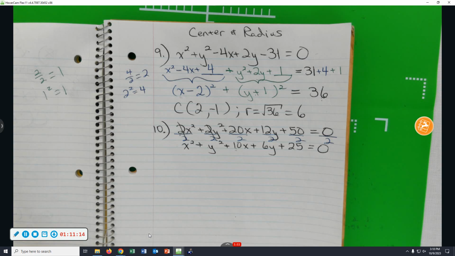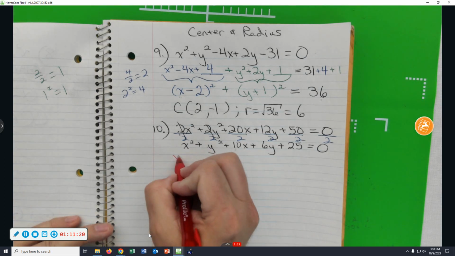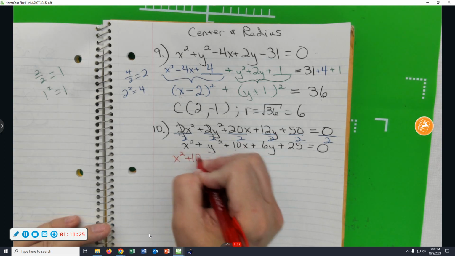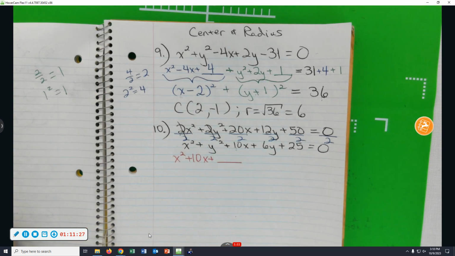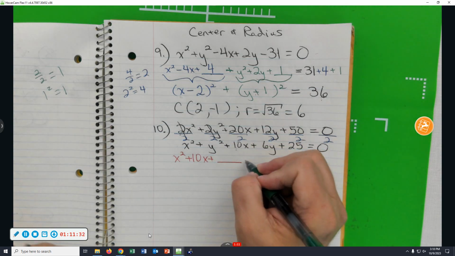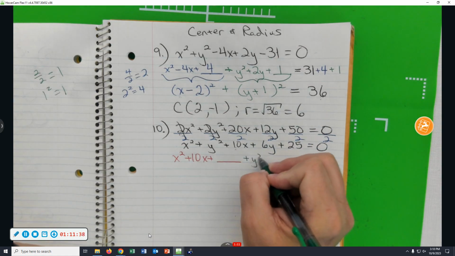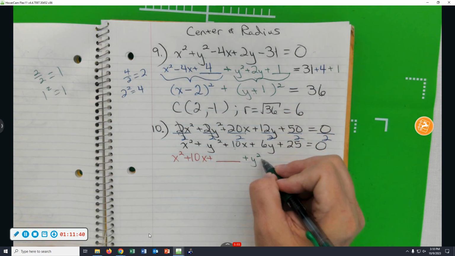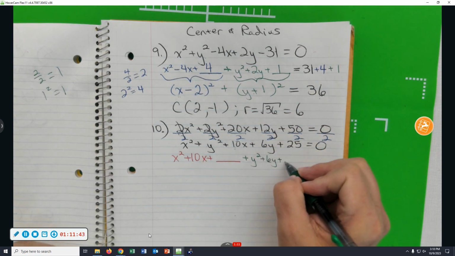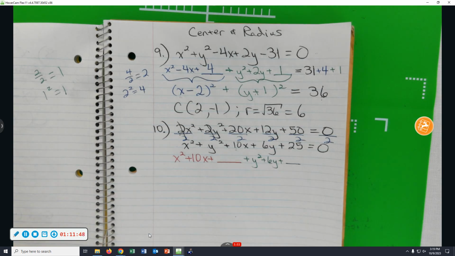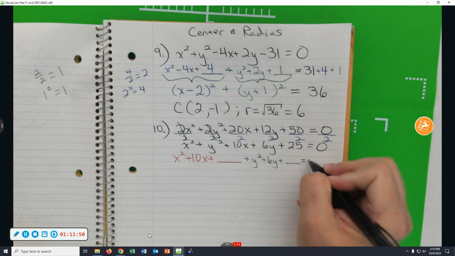So let's group our x terms together. We have x squared. Where's the next x term? The plus 10x plus skip space plus, we have a y squared. What else? Plus 6y plus skip some space. What are we going to do with that 25? Move it over so it's a negative 25.